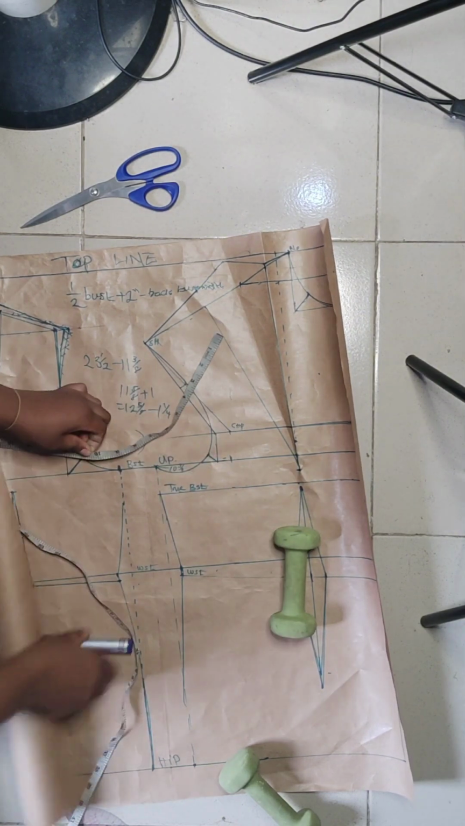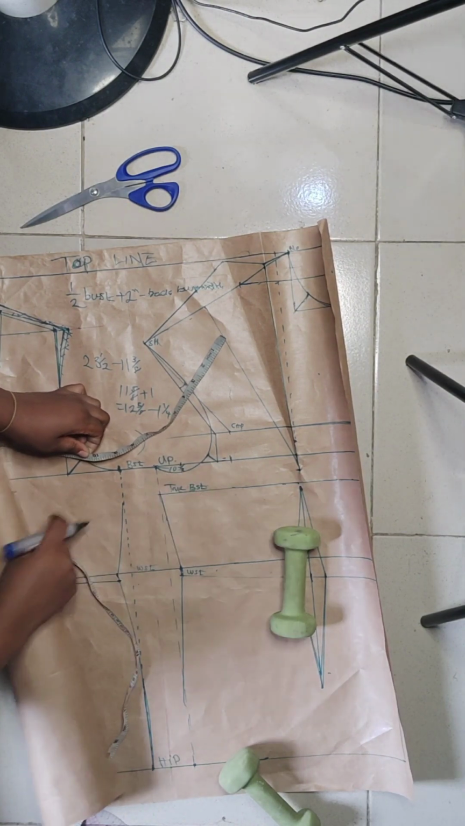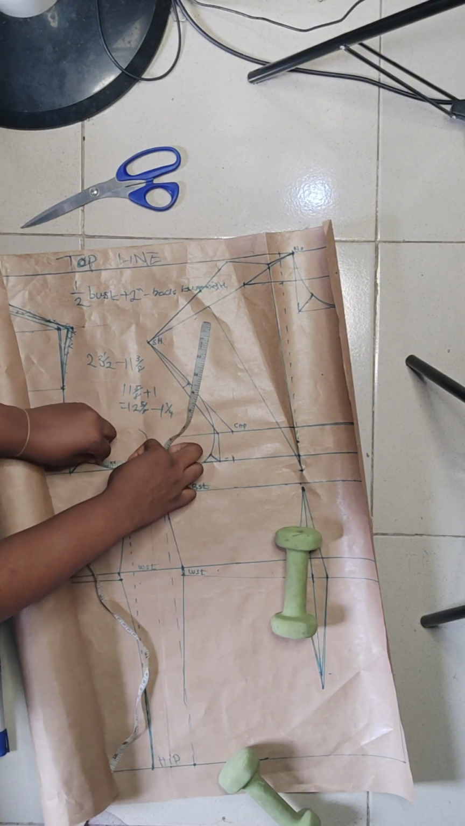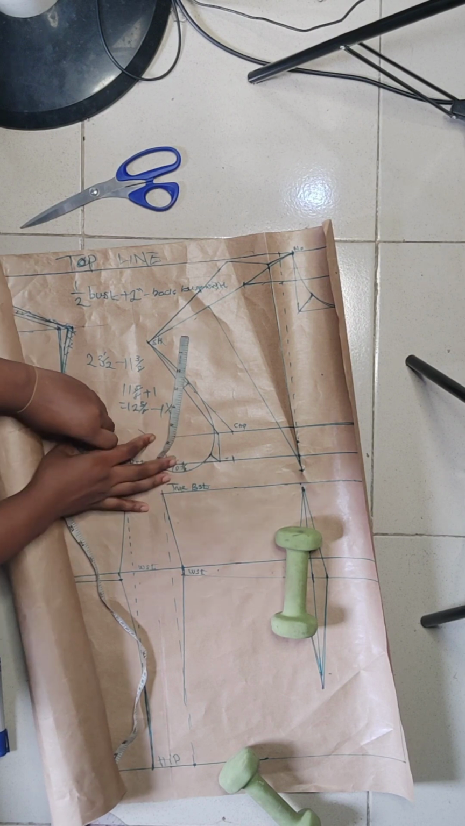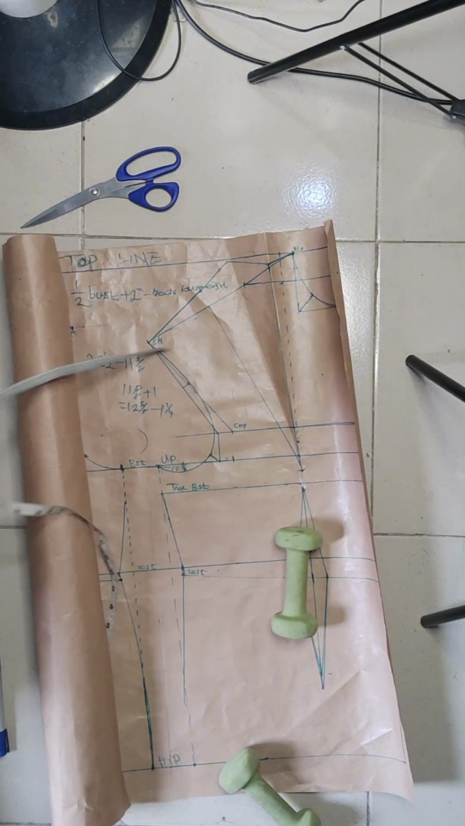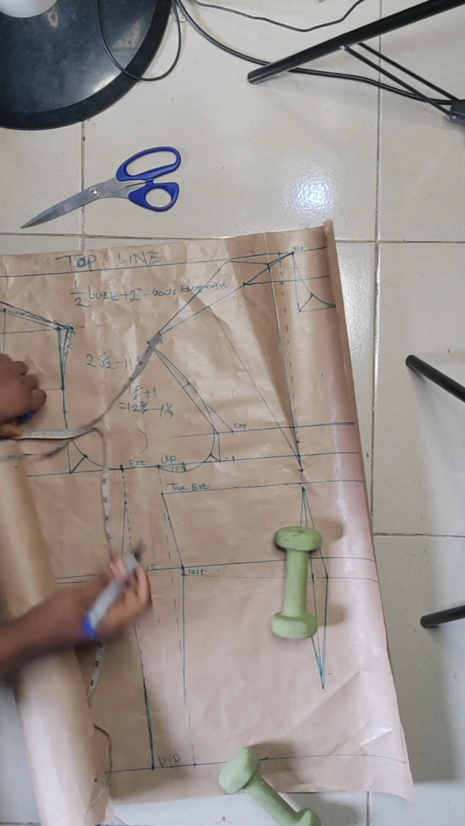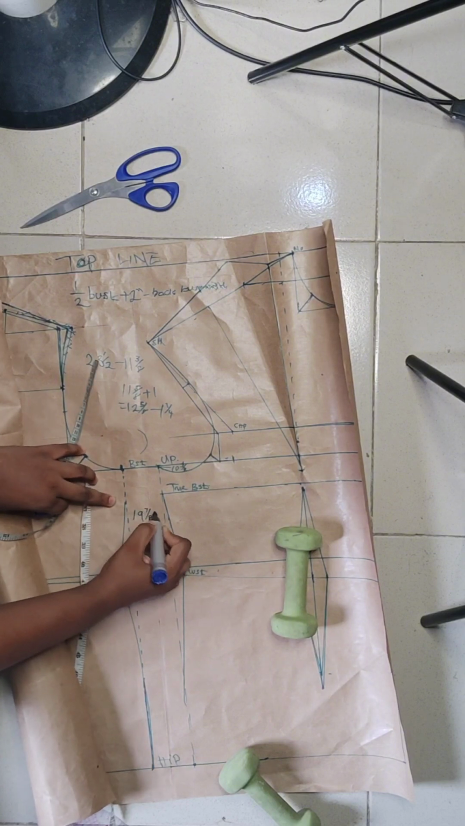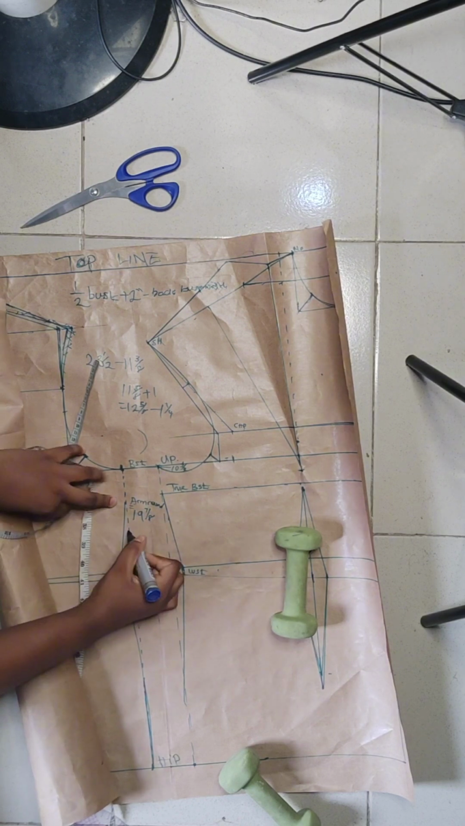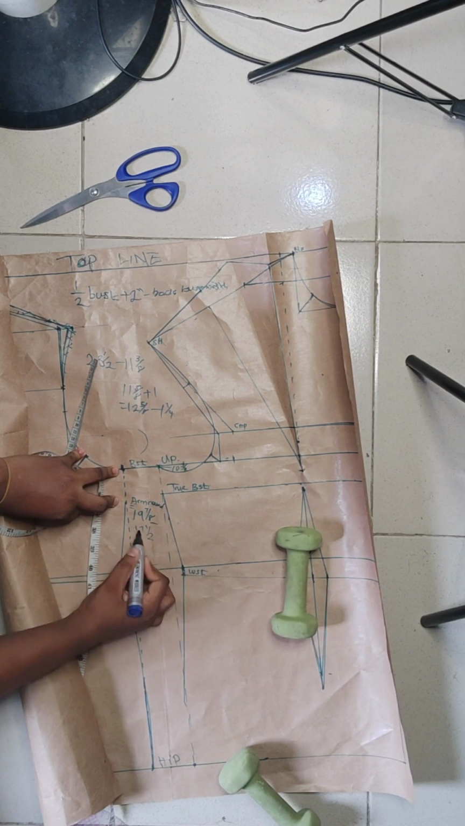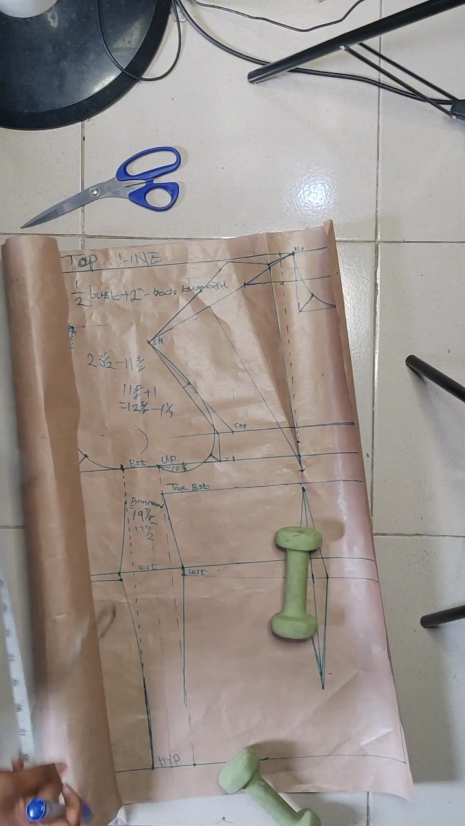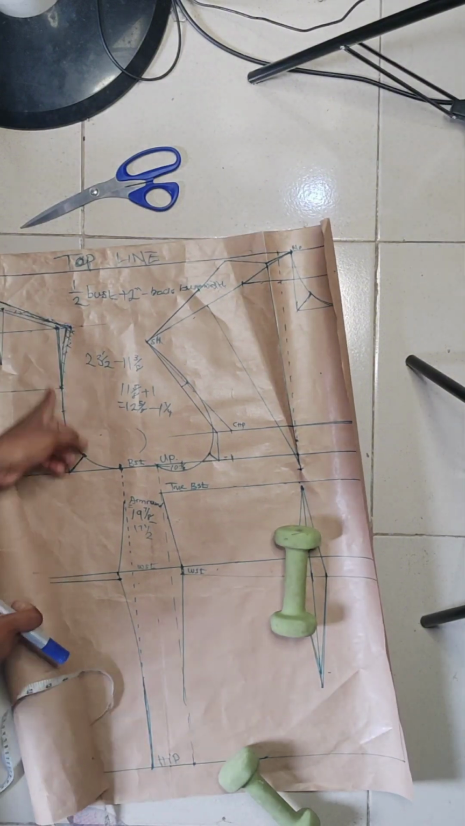10.5 for the front. We have 10.5 for the front. So continue it from the back here. I have 19 7/8. This is our arm round on the pattern now, 19 7/8. My own is 17 and a half. So 17 and a half minus 19 7/8, I have 2 3/8.